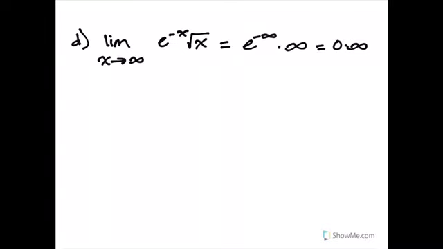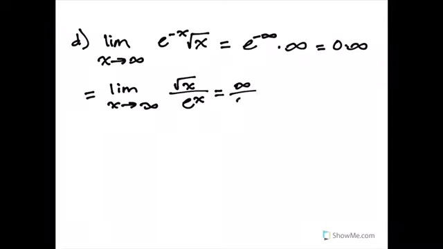But if we rewrite it as the square root of x over e to the positive x, that's how we figured out e to the negative infinity was 0, is it was 1 over infinity. So then we'll get infinity over infinity. So it truly is an indeterminate form. So we can use L'Hopital's on this.